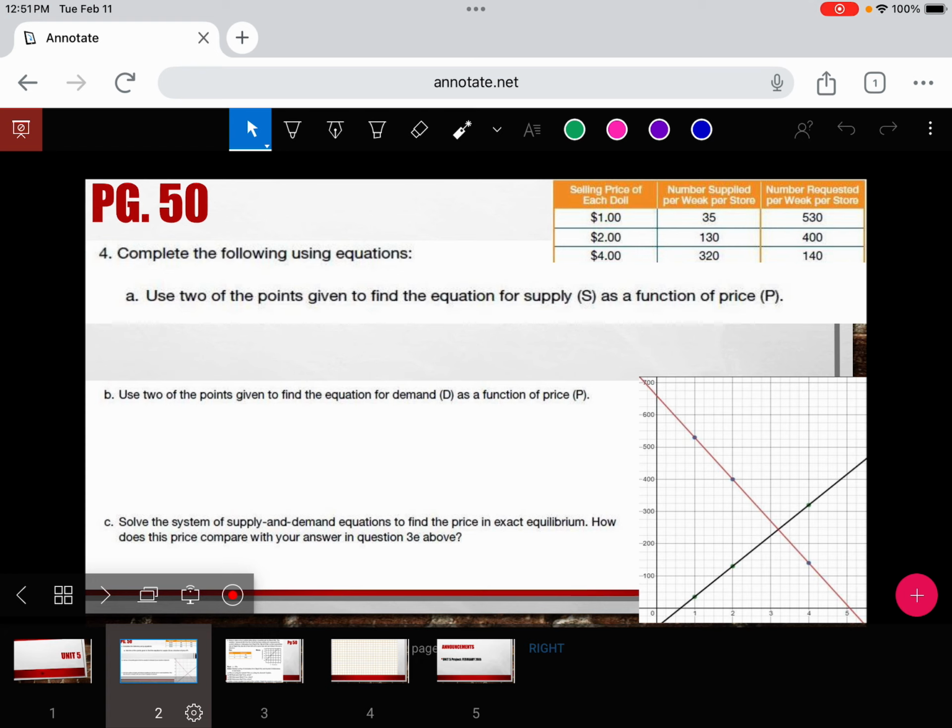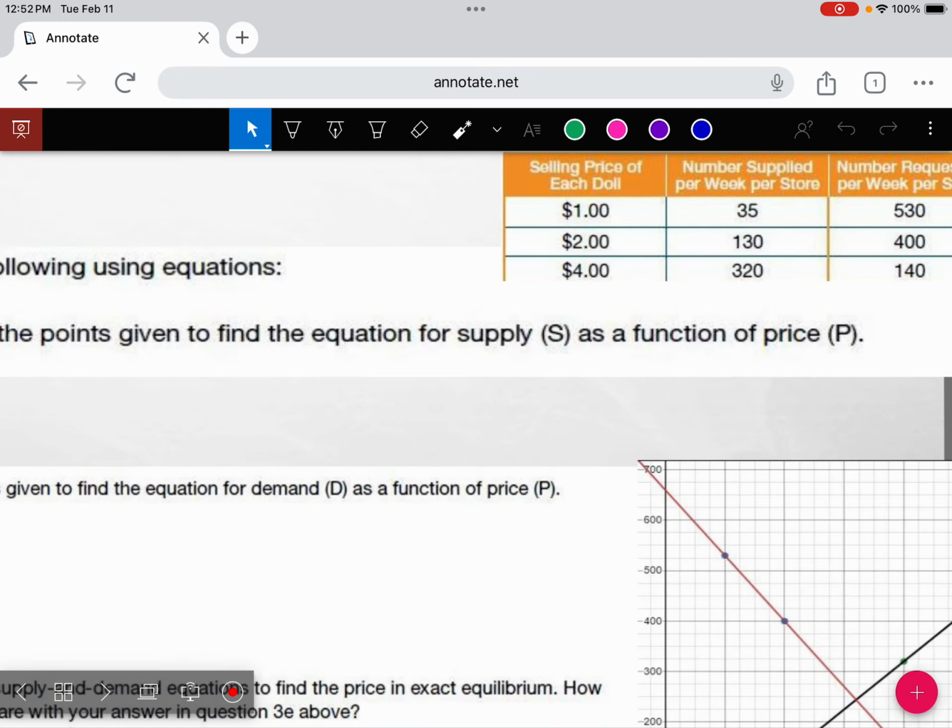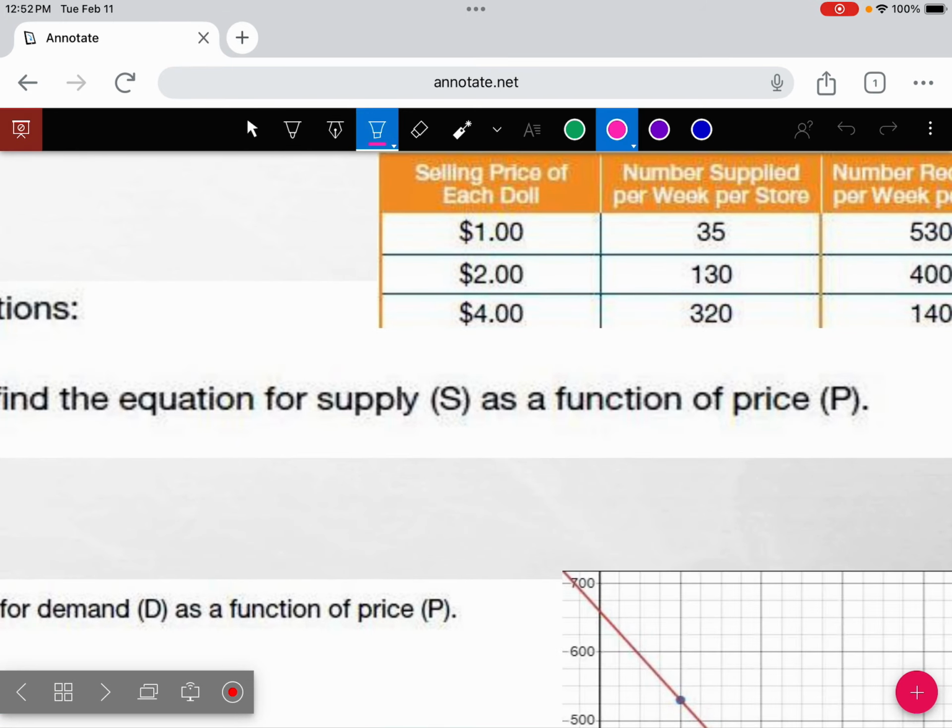So we're going to look at actually properly getting these equations down. We had this table of points. We graphed them and we kind of worked with them that way. Now we're going to figure out how to get these actually to be equations that aren't awful. So we're going to start by looking at our supply. That was looking at these two columns together.